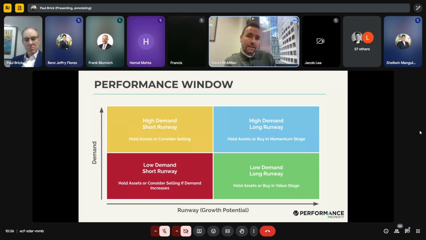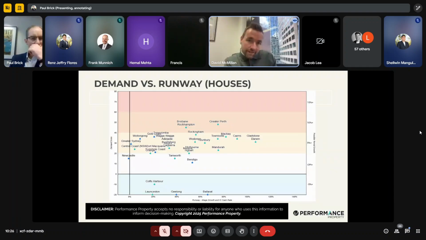So let's have a look at the locations around the country in the context of that framework. You can see that this is for houses specifically. The left-hand axis there is demand, our demand score, which is unique to our business, and then the right-hand axis is runway. It might be a little bit small to read, but Darwin, for example, has 100% runway forecasted at the moment. That's Darwin Houses. But the market that is still in the most demand in the country is Perth.